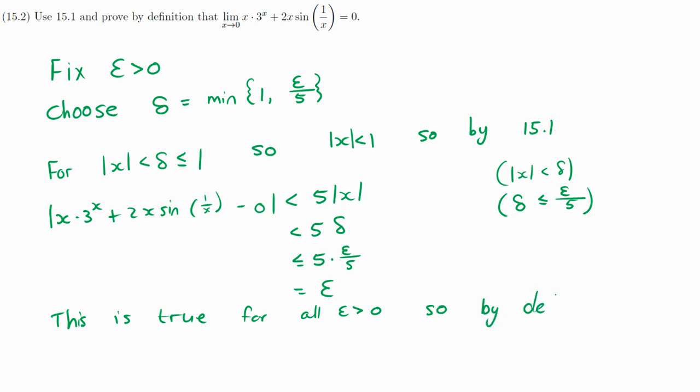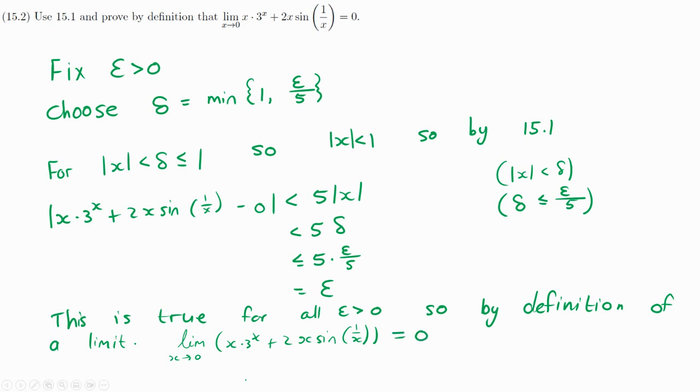So by definition of a limit, the limit where x goes to 0 of this following function, 1 over x, is indeed equal to 0. Okay, that wasn't too difficult.